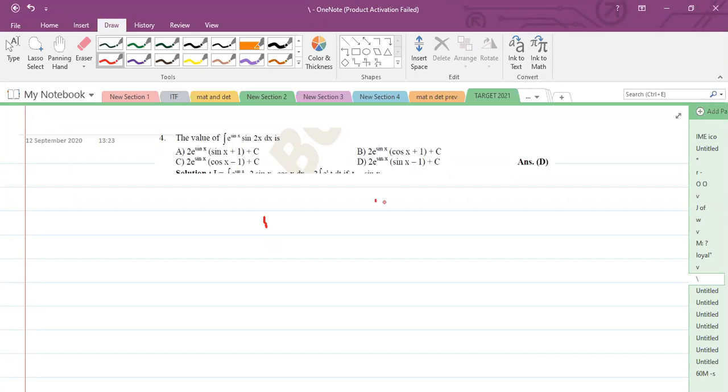d by dx of sin x is equal to cos x, which means integration of cos x is sin x. What is the meaning of that? What is integration of cos x? It means by differentiating which function you will get cos x as the answer. Here also, integration of e raised to sin x into sin 2x means what?